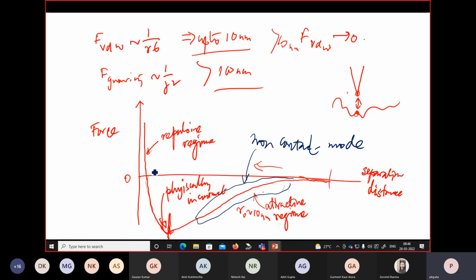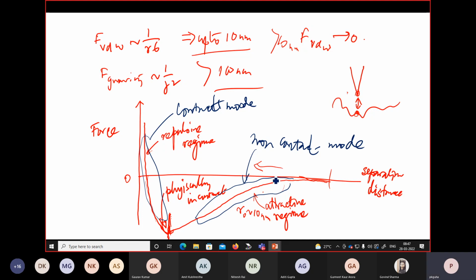Whereas if your probe lies here, this is basically contact mode. Obviously, contact mode is more sensitive than non-contact mode. However, because you see in contact mode, the change in force or attraction is more compared to very little change in distance. So contact mode is more sensitive than that of non-contact mode.